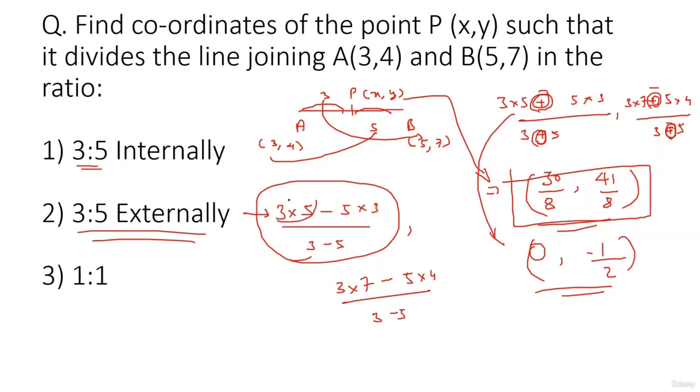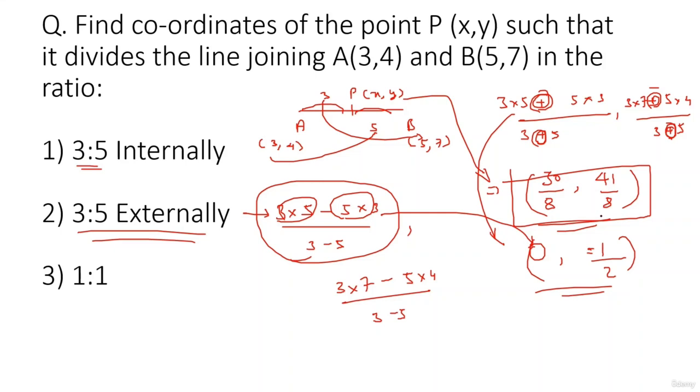The same thing. 3 into 5 minus 5 into 3 is 0. That is the x coordinate of this point. And 3 into 7 is 21 minus 5 into 4 is 20, which is 1, divided by 3 minus 5, minus 2. So minus 1 by 2. 0 and minus half are the required coordinates for the point if it divides AB in the ratio 3:5 externally.